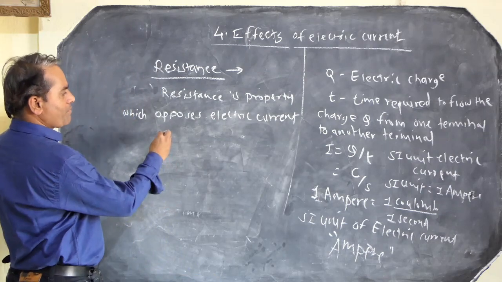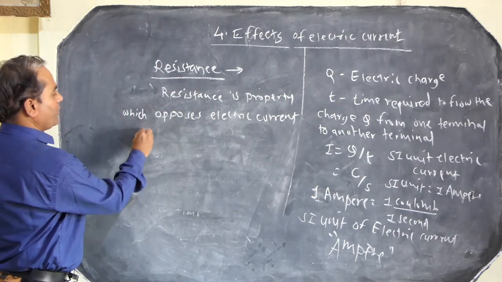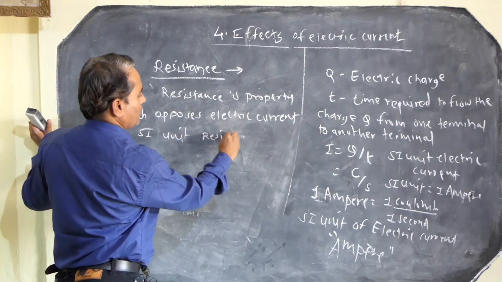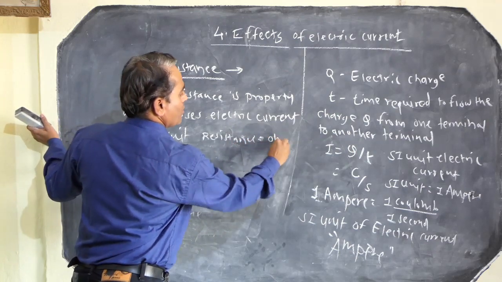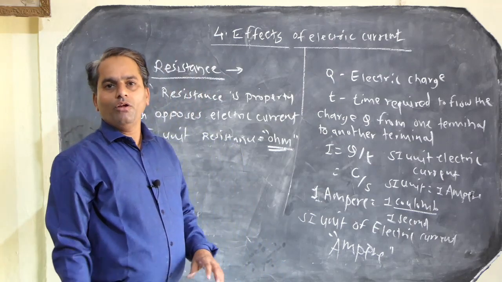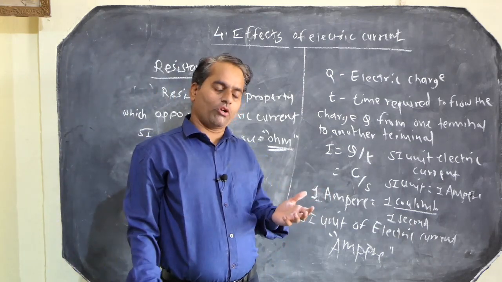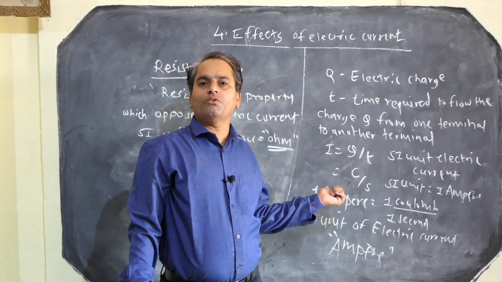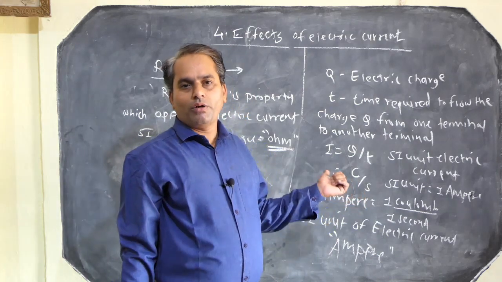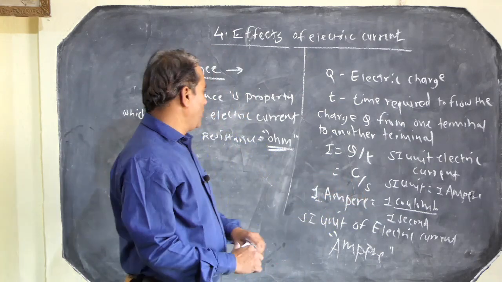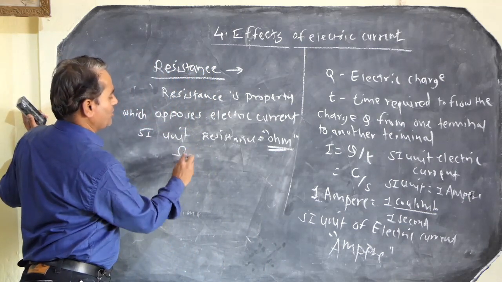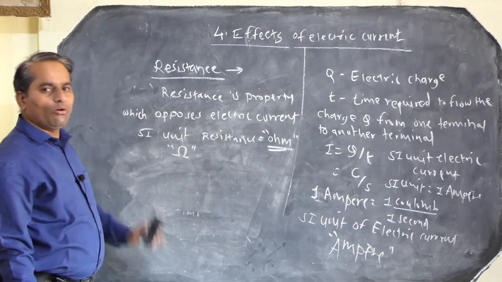That is called resistance. The SI unit of resistance is the ohm. Ohm is the name given in honor of the scientist George Simon Ohm, who invented the symbol. So the SI unit of resistance, symbolically, is the Greek symbol Omega, ohm.